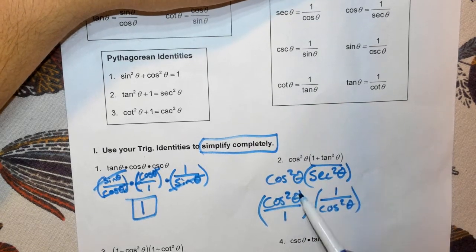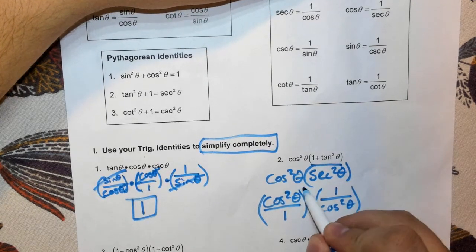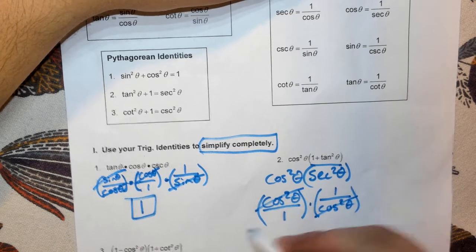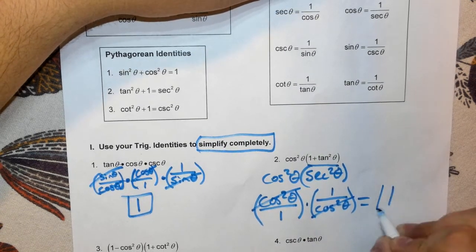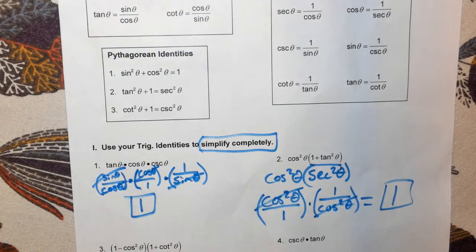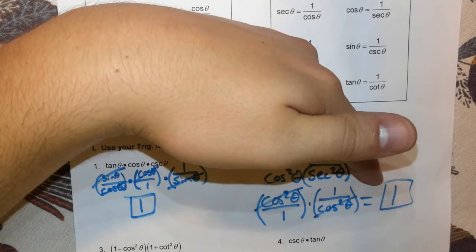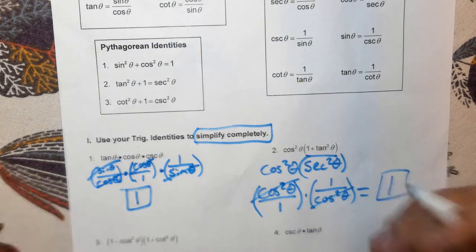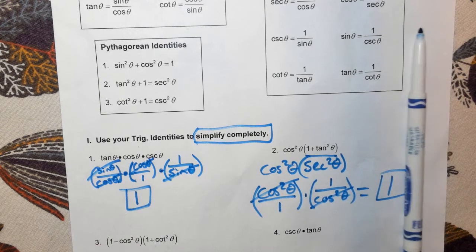Ooh, look at that. I got a cosine squared over a cosine squared. Cosine squared on top, cosine squared on bottom. They're gone. We got nothing but 1. Again, how do I know I'm simplified all the way? Nothing more simple than 1. You're just trying to cancel out as much as you can. That's the idea with these kinds of identities.